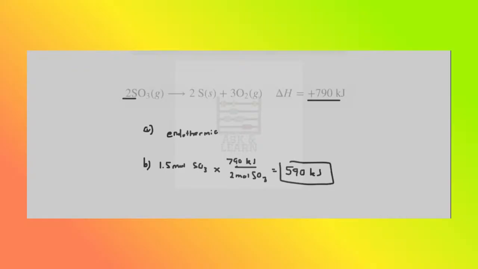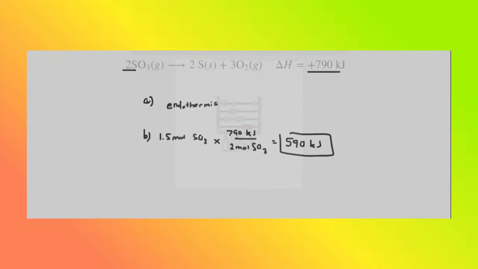And lastly, for part C, if we have 150 grams of oxygen forming, how much heat will be required? Again, two significant figures in our answer. We need to first convert this to moles so we can get the mole ratio. 1 mole of oxygen is going to be 32.00 grams. And we see that for every 790 kilojoules of heat that's absorbed, there's going to be 3 moles of O2. So 150 divided by 32 times 790 divided by 3 to two significant figures is 1,200 kilojoules of heat required.